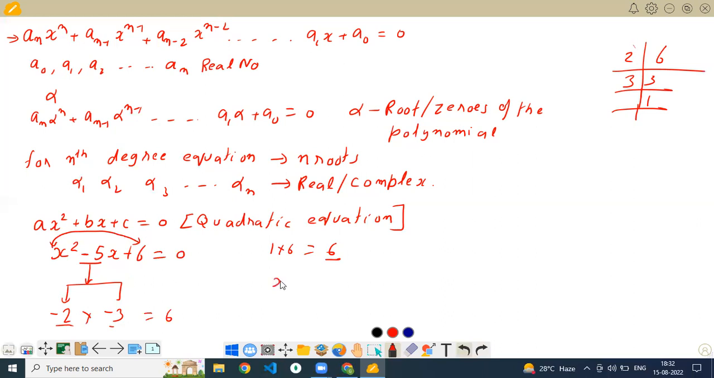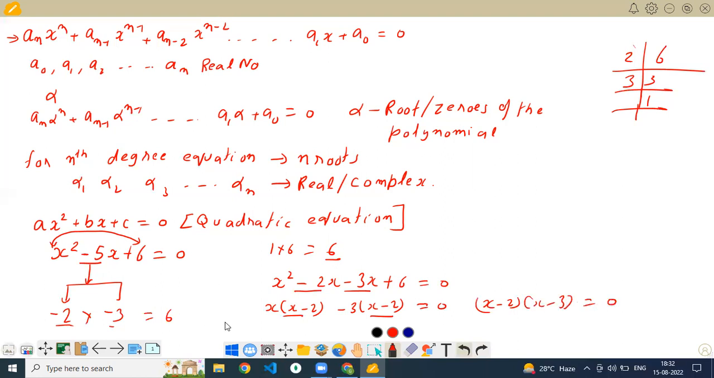So we can write this equation as x square minus 2x minus 3x plus 6 is equal to 0. Remember, minus 2 multiplied by minus 3 will give you plus 6, and minus 2x minus 3x is minus 5x. So now we take x common here, x minus 2, and from here we take minus 3 common, x minus 2. So again we take x minus 2 common, so x minus 3, and this is equal to 0.